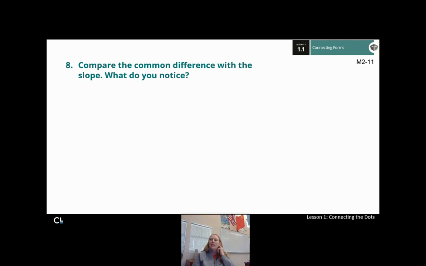So the next thing I would like you to do is compare your common difference with your slope. There's something really important we need to catch here. Look at the common difference from your arithmetic explicit formula and look at the slope of the equations we've just been writing and tell me what you notice. Hit pause, jot it down, hit play when you're ready to check your work.